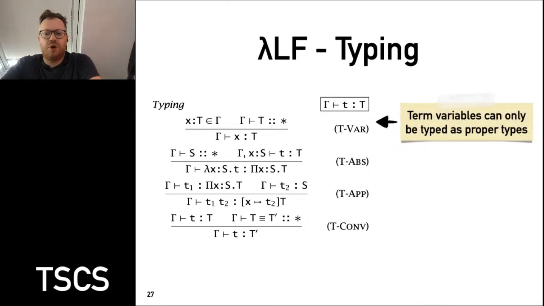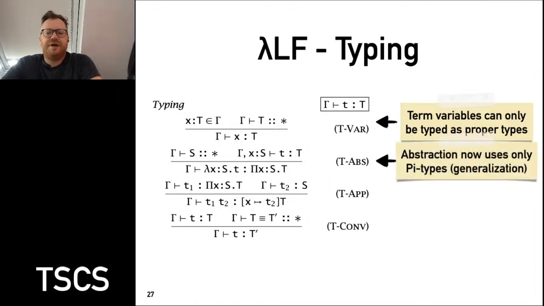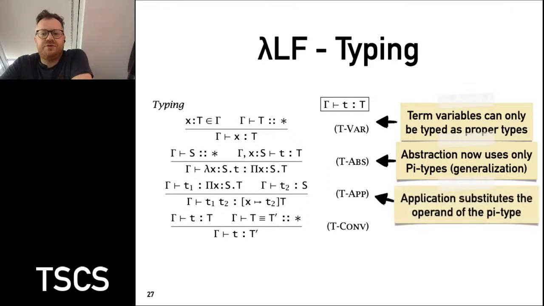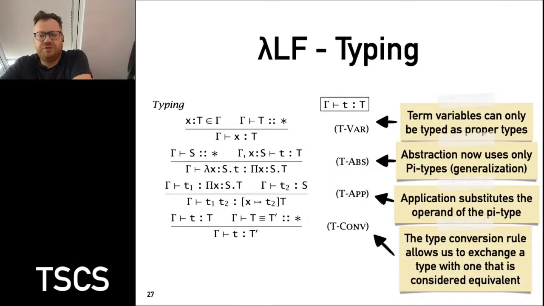Okay, so term variables can only be typed as proper types. This is a little bit different than before. However, abstractions now use the pi types, so the generalization, in the same way as we had it before. An application substitutes the operands of the pi type. So on the type level, we now have application, and there we have the substitution by the operand of the pi type. This type conversion rule allows us to exchange the types with one that is considered equivalent. Nothing more, nothing less.